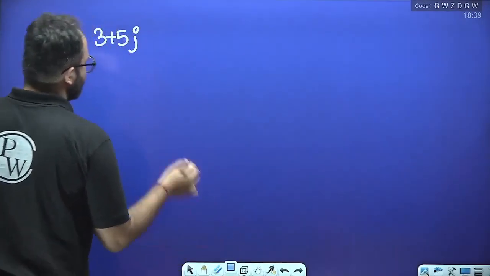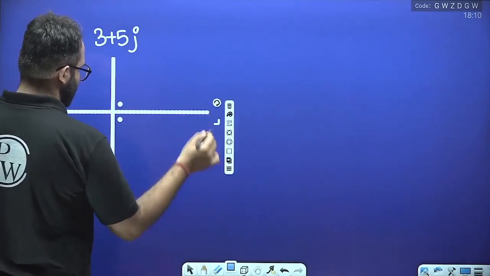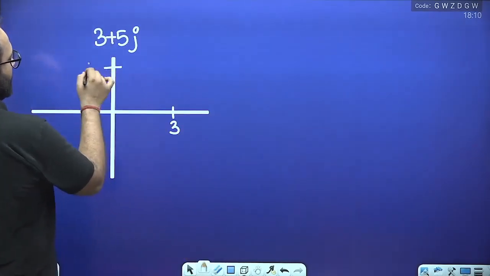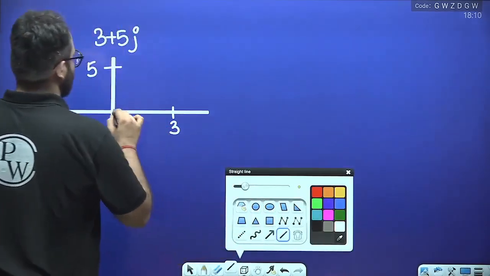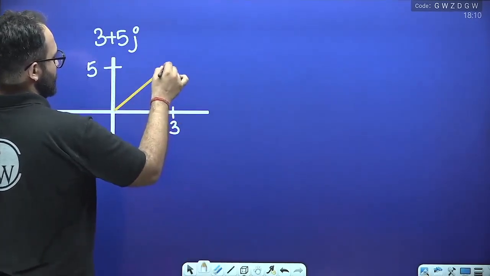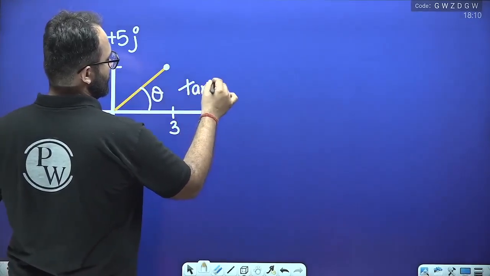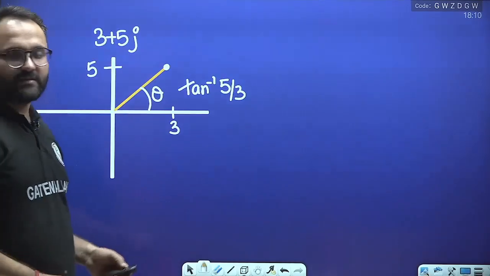Where will it be present? It will be present in the first quadrant. 3 is the real part, 5 is the imaginary part. This will be present in the first quadrant. So this is your theta angle, that is tan inverse of imaginary part upon real part. Okay, tan inverse 5 by 3.